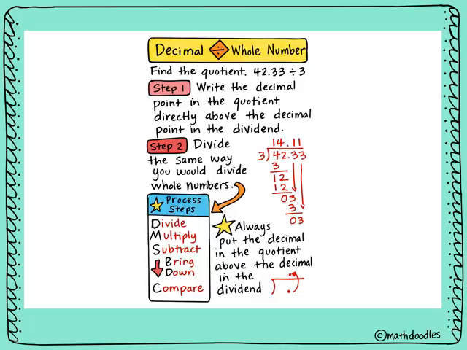3 goes into 3 one time. 1 times 3 is 3. 3 minus 3 is 0. And then bring down your final 3. 3 divided by 3 is 1. 1 times 3 is 3, so you subtract that out and get 0.